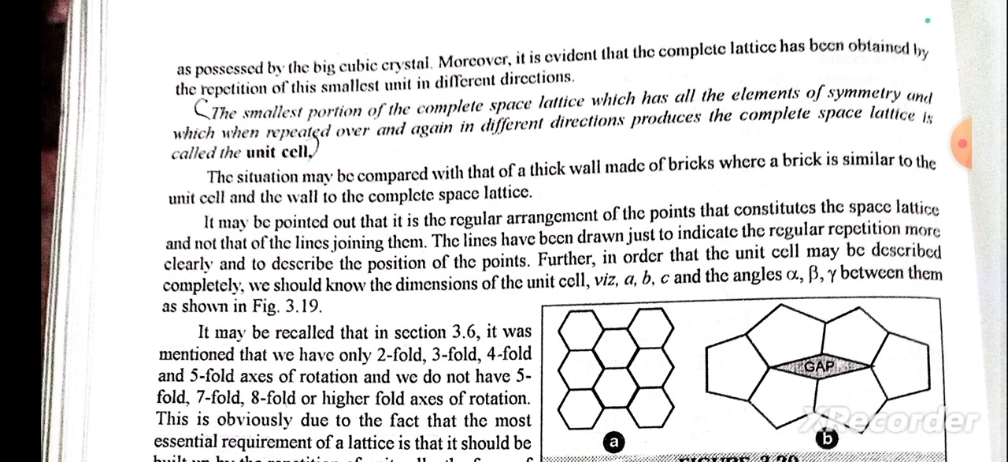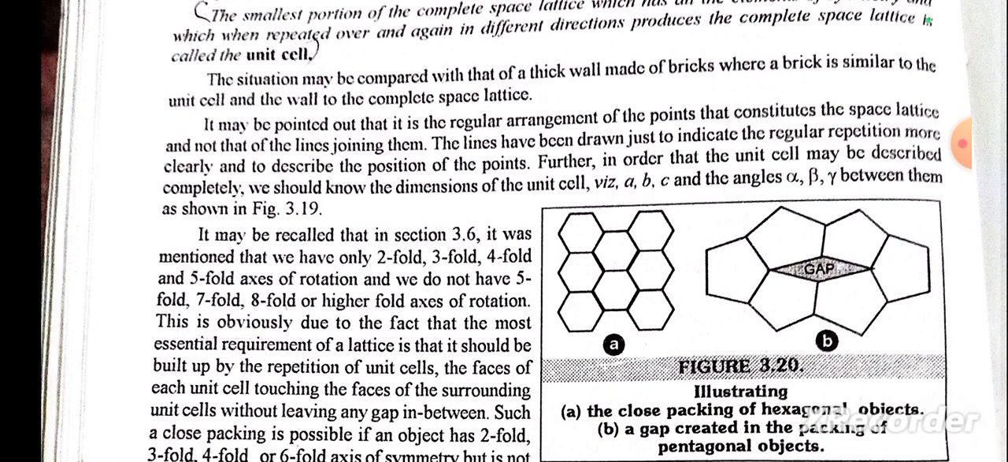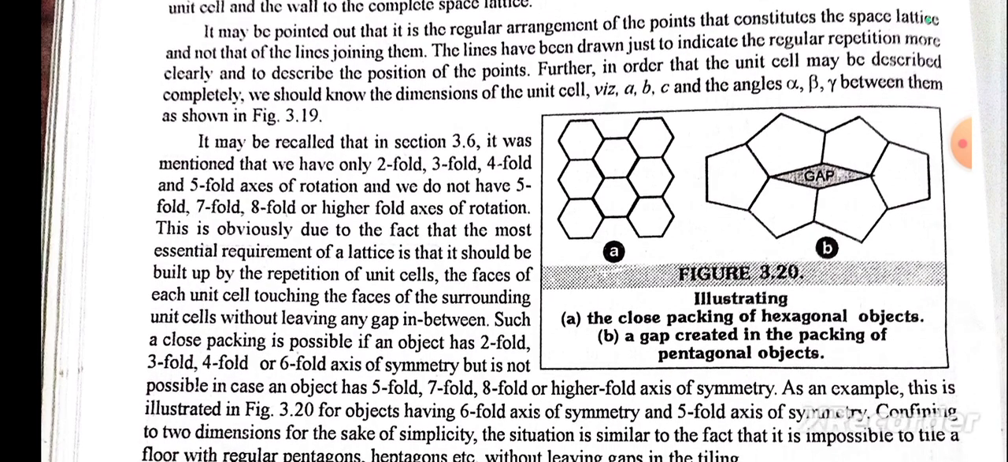The smallest portion of the complete space lattice which has all the elements of symmetry, and which when repeated again and again in different directions produces the complete space lattice, is called the unit cell. The situation may be compared with a thick wall made of bricks, where a brick is similar to the unit cell and the wall to the complete space lattice. It may be noted that it is the regular arrangement of the points that constitutes the space lattice and not that of the lines joining them. The lines have been drawn just to indicate the regular arrangement more clearly and to describe the position of a point.